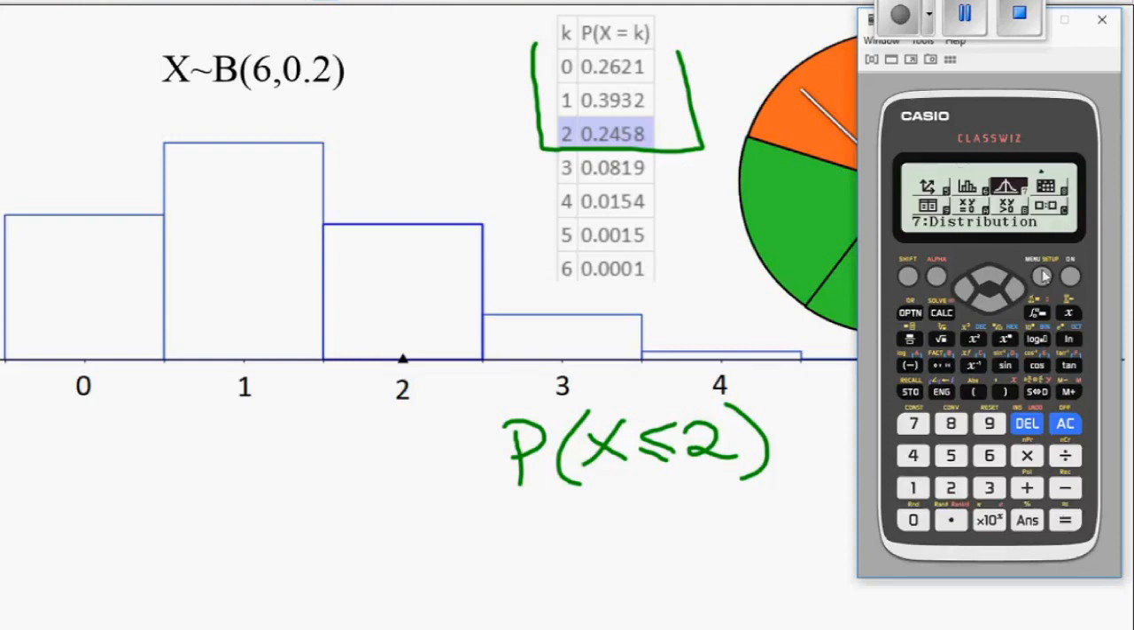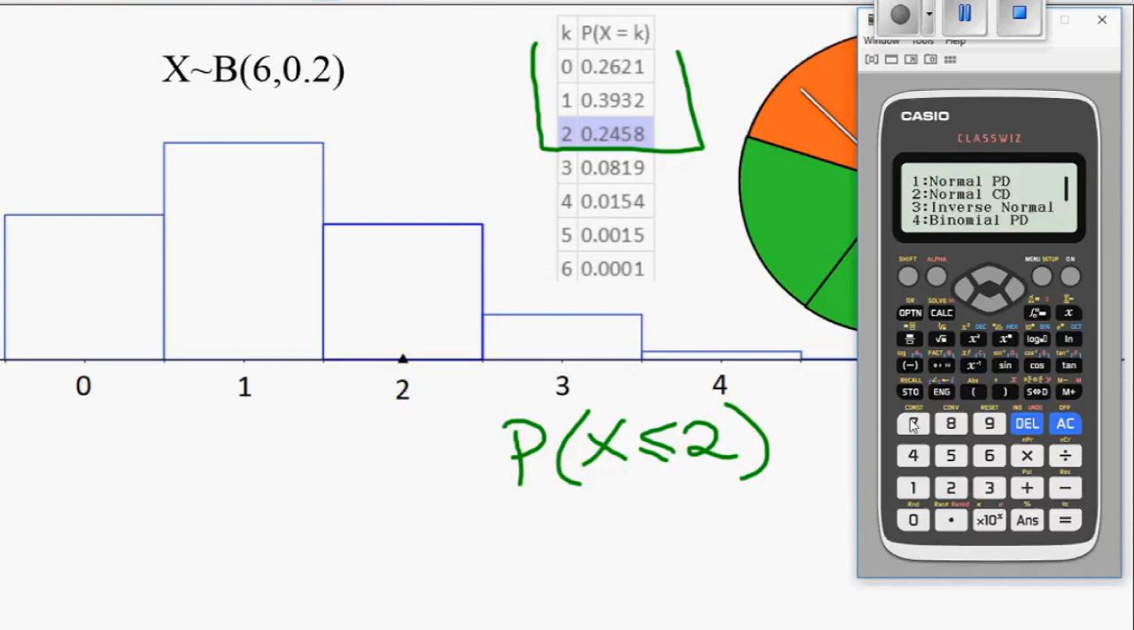Let's just double check that by adding up our probability. So if I go to the normal mode on my calculator, I can type in my probabilities and just add them up and see if that matches. And you can see that we get our 0.9011.